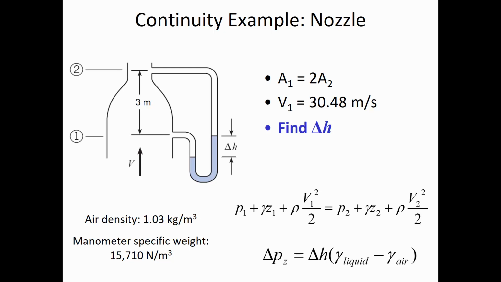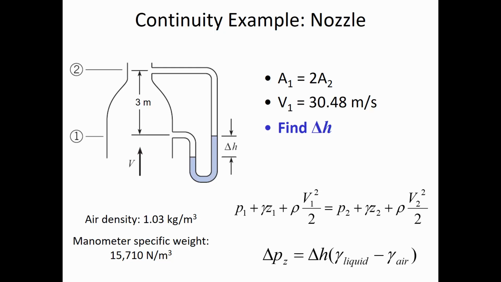So let's try and throw in some specifics here. If we know that the area at 1 is double the area at 2, we can use this first relationship of A1 and A2 to give us the velocities. You know, we know the velocity at 1, that's somehow been defined or measured. So the velocity at 2 is going to be double that, because the area at 2 is half the area at 1.